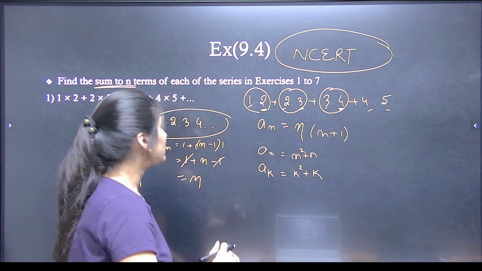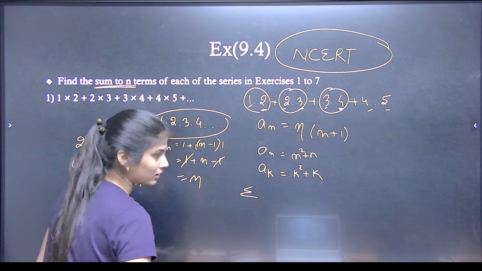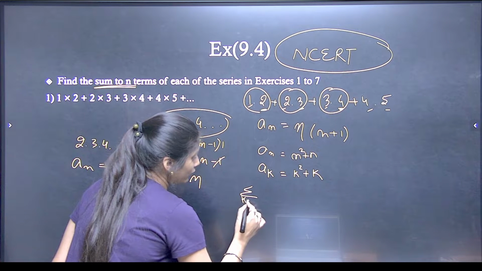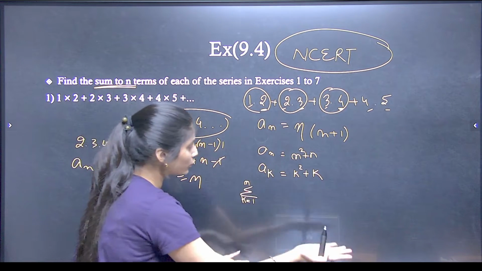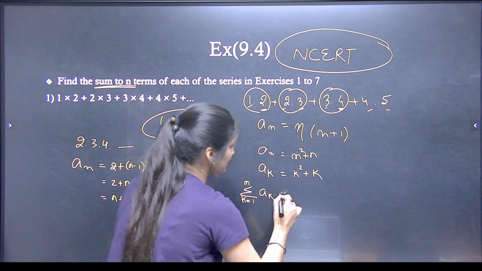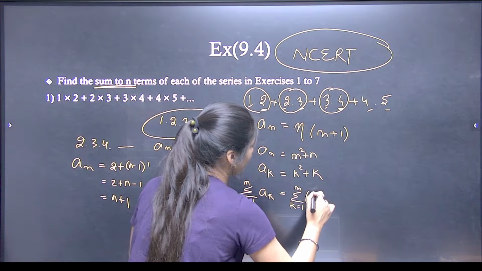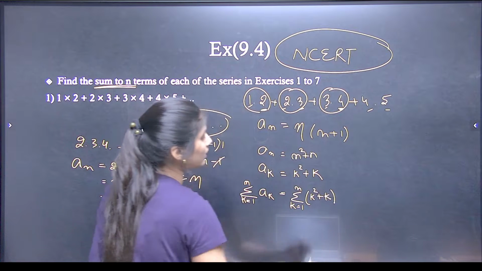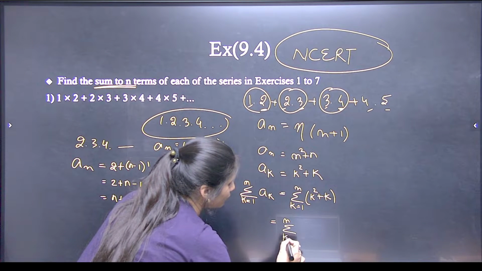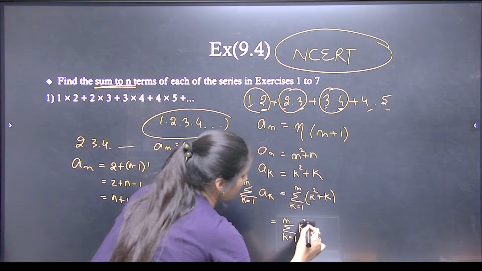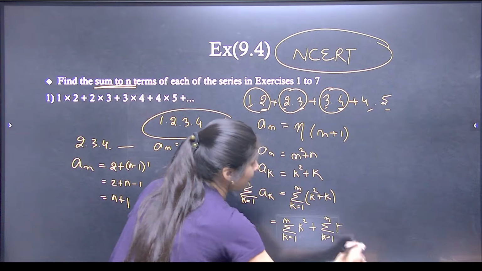Now the next thing is that we need to find the sum. So you have to put a summation where the value of k lies from 1 to n, and you have to put this sign on both sides. So we have summation k equals 1 to n of k square plus k. Now see, this is summation k equals 1 to n of k square plus summation k equals 1 to n of k. Can we write it like this?